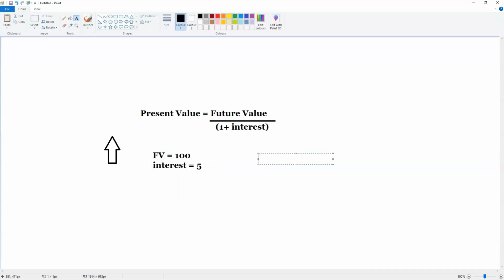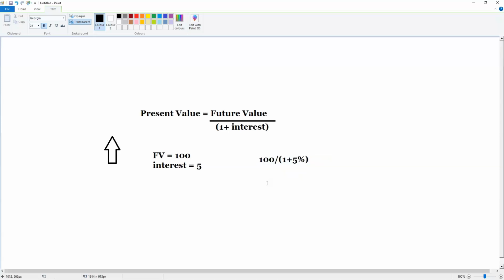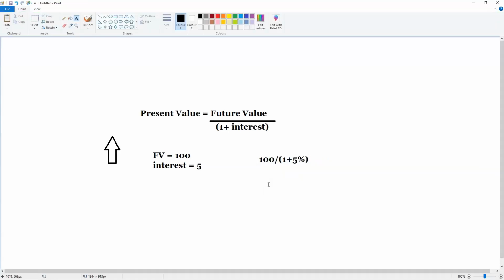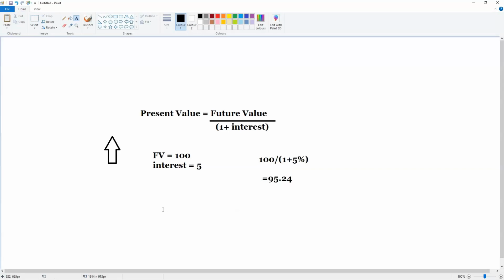So effectively, you're going to get 100 divided by 1 plus 5%. Okay. Now, if you put that through your calculators, okay, what you're going to get is a present value of 95.24. Okay. That's at 5%, right?